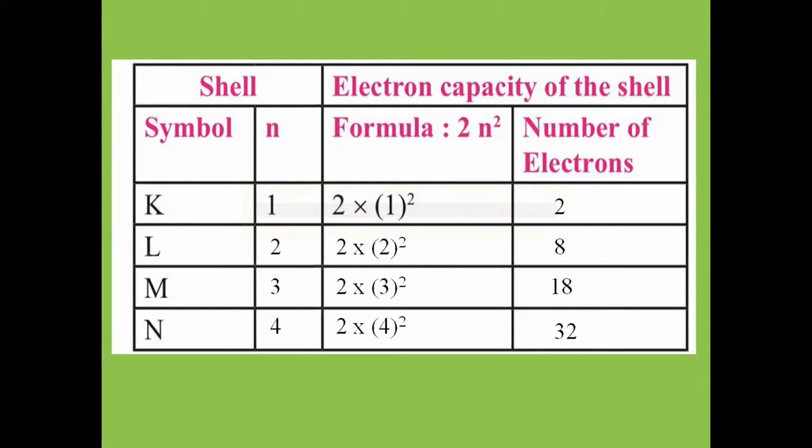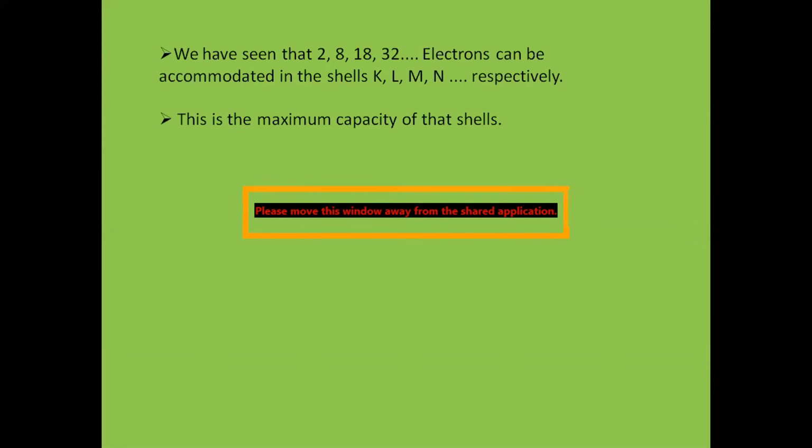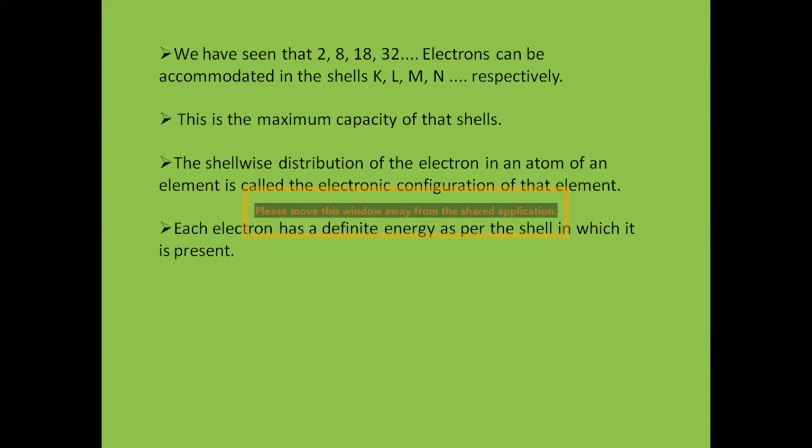Okay, very good. So understanding on similar lines, we have seen that 2, 8, 18, 32 electrons can be accommodated in the shells K, L, M and N respectively. This is the maximum capacity they can accommodate. They cannot put more than that. This shell-wise distribution of electrons in an atom of an element is called the electronic configuration of the element. What is it called? Electronic configuration of the element.